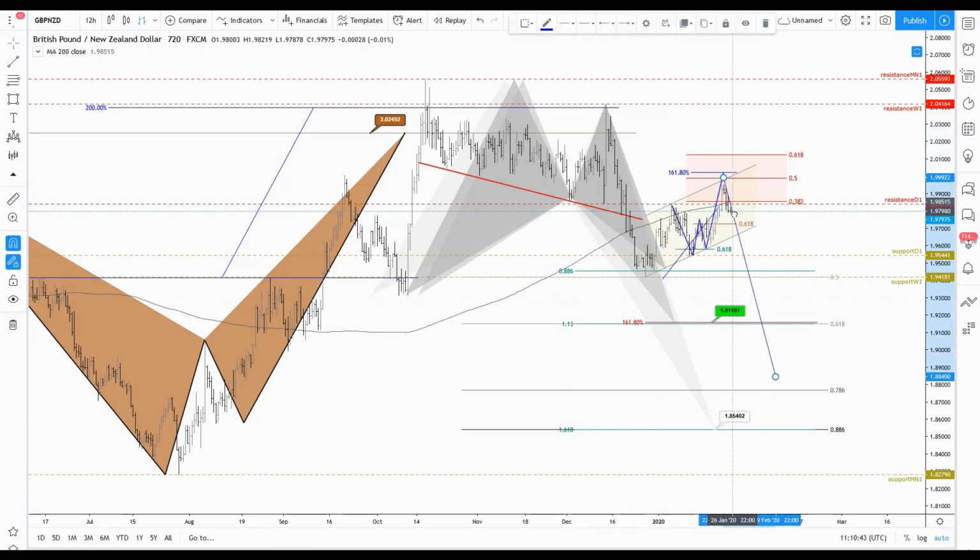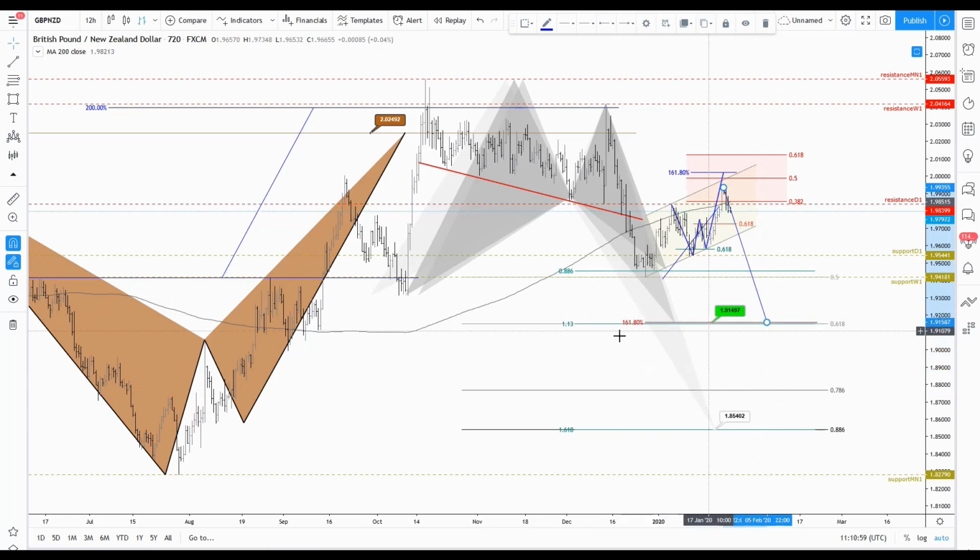I need at least, I'm projecting a symmetrical projection. I'm using a symmetrical projection. It doesn't mean the market will obviously print that symmetrical projection. And I have my first levels below this level.